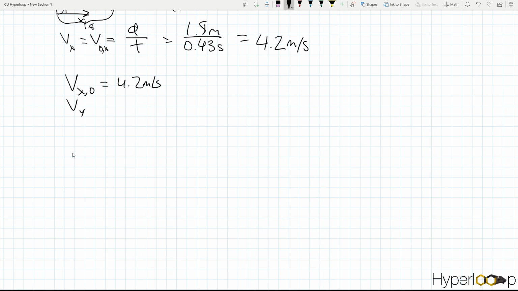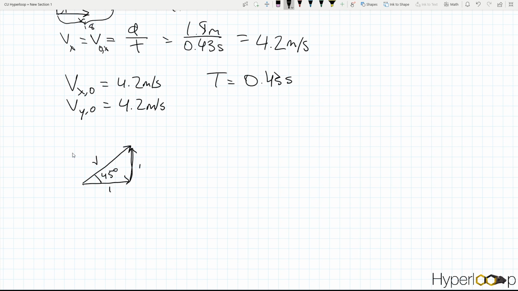Our Vy naught is equal to 4.2 meters per second. Our time of flight is equal to 0.43 seconds, and 0.3 seconds to get to the peak. And now we're able to kind of work a couple of things out. So you'll notice that these two numbers are at the same speed. So what that's telling us is that we're going to be launching at a 45-degree angle because our velocity is equal in the x and y directions.